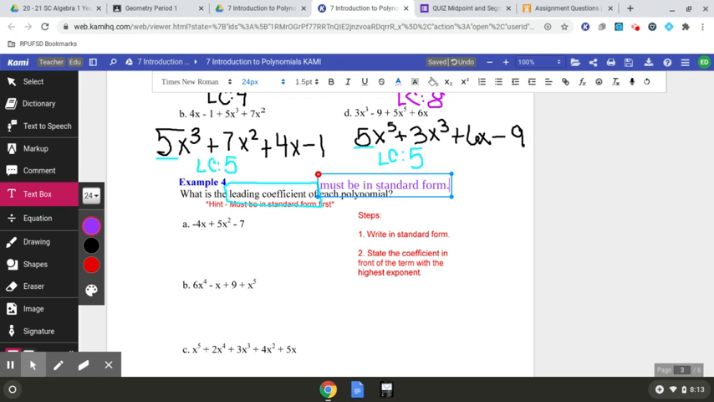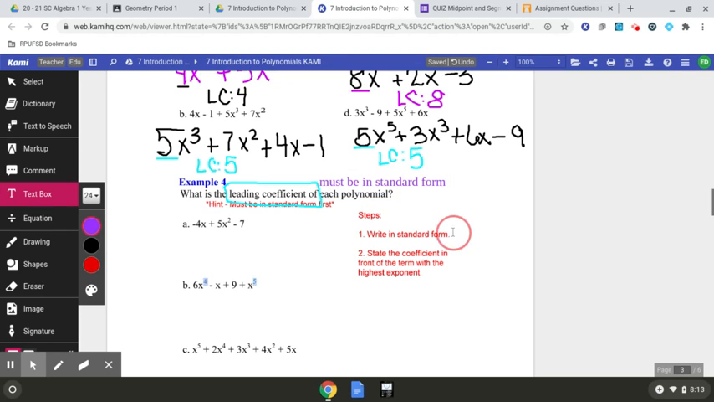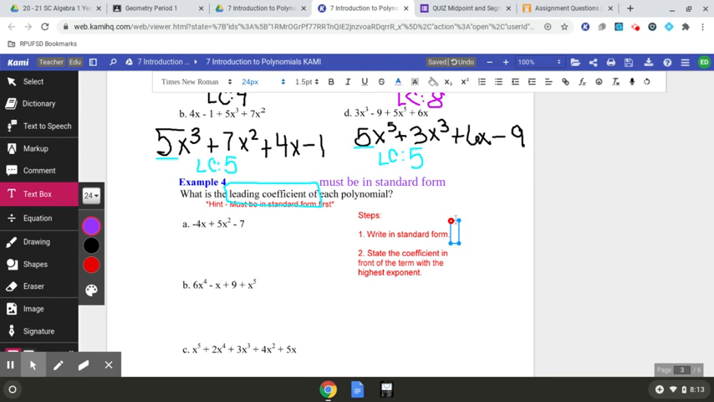So I gave you on the side some steps because I want you guys to be successful with this. Step 1 is to write in standard form, which again just means highest to lowest exponent, and only the exponent, that's all you would look at. Then you're going to state the coefficient in front of the term with the highest exponent.